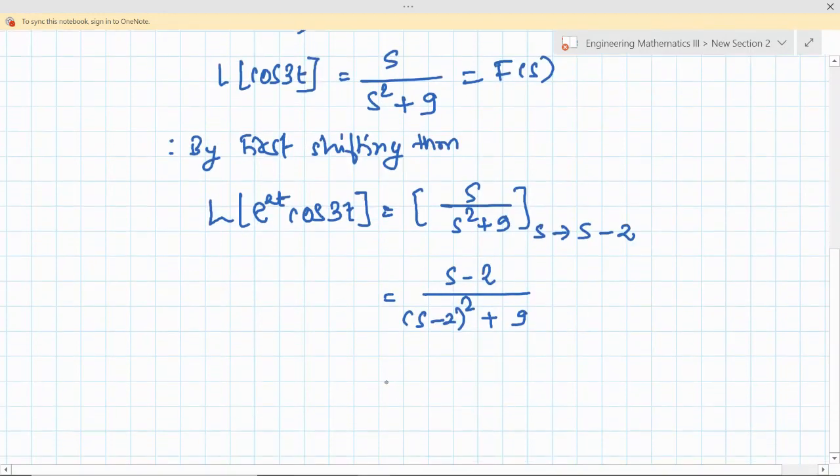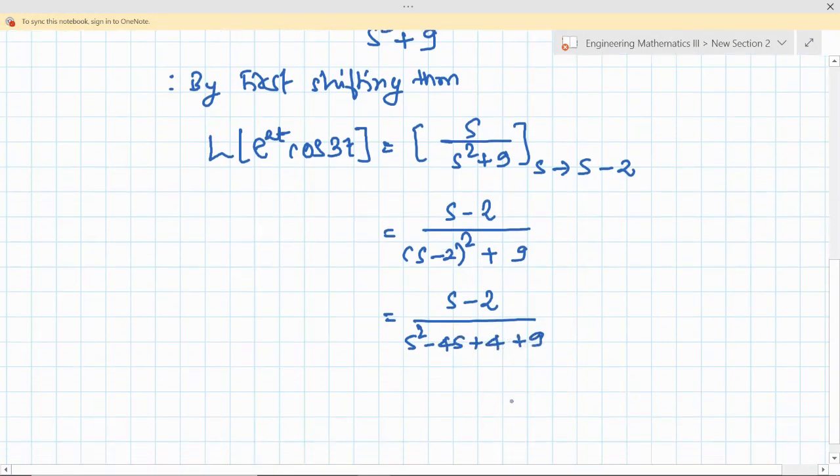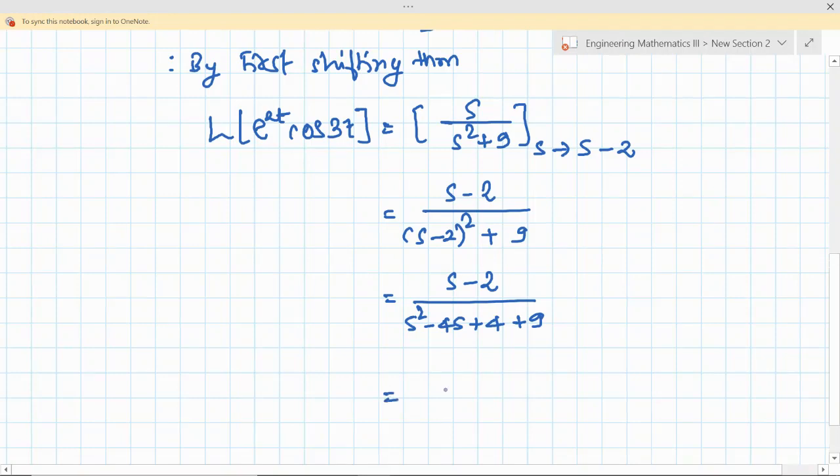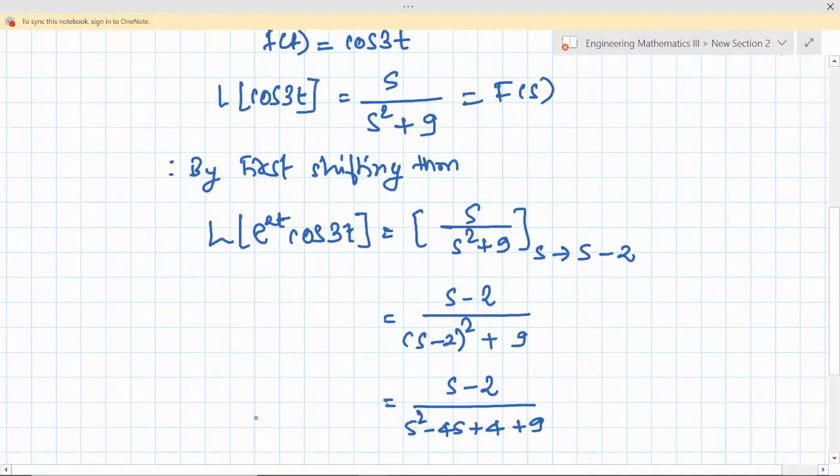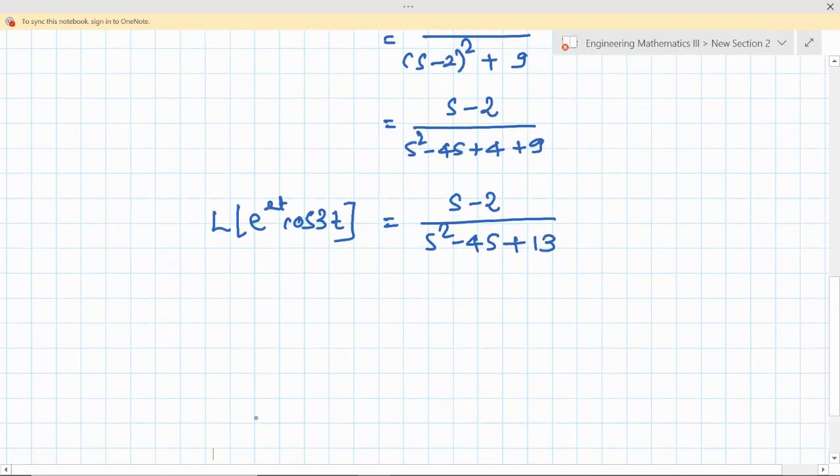If we solve this, what do I get? S minus 2 divided by s square minus 4s plus 4 plus 9, and this is simply s minus 2 upon s square minus 4s plus 13. This is the Laplace transform of e raised to 2t into cos of 3t with the help of the first shifting theorem. Hope you understand this. This is very important. Now let us move forward.